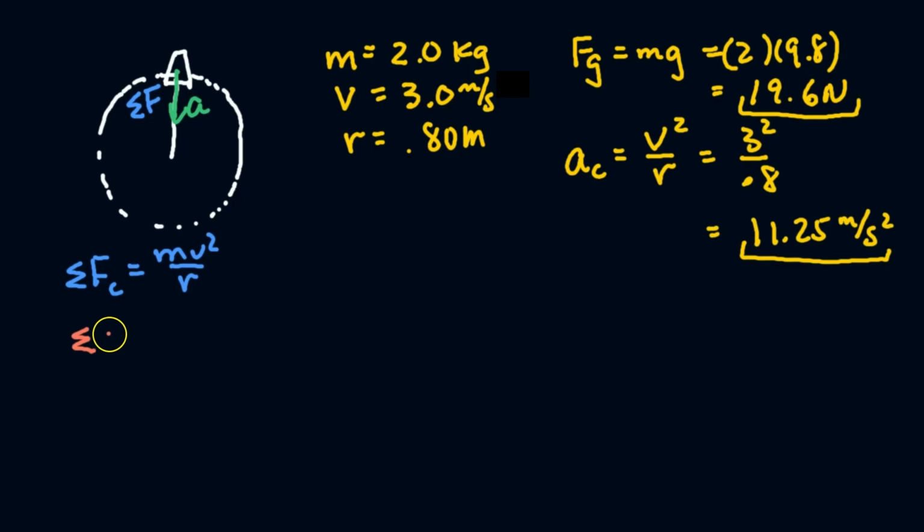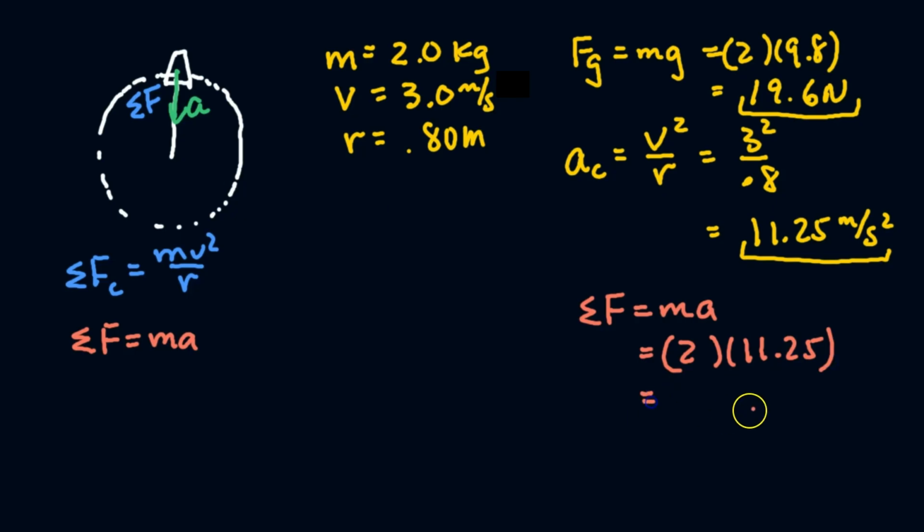If you remember from first semester, the net force is equal to ma, right? Can we use this? Yeah. This is a more general version, while the other is for something moving in a circle. So the net force is equal to ma, and m is 2. We already calculated a, which is 11.25. So 2 times 11.25 is 22.5 newtons. So that is your net force.